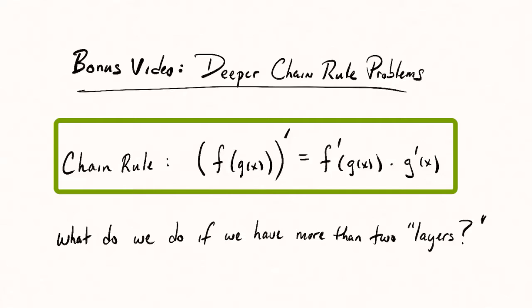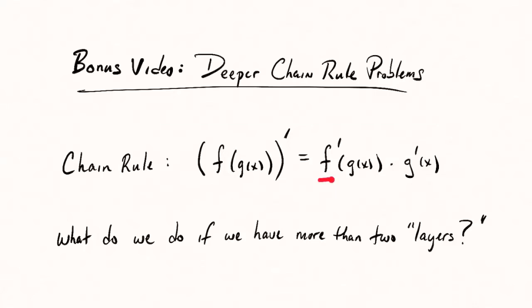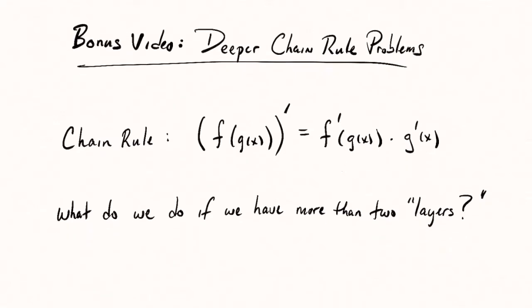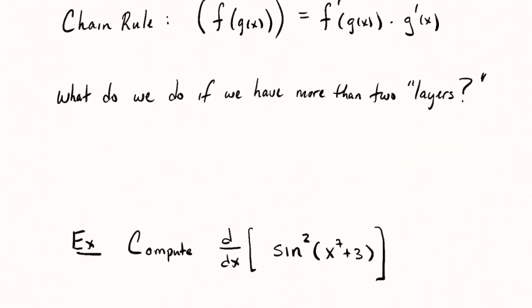It says that the derivative of a composition, f composed with g, is the derivative of the outside function, that's the f prime of x, evaluated at the inside function times the derivative of the inside function. All right, so that's what the chain rule says. So those are your two layers, inside and outside. And the question I want to answer here is, well, what do we do if we have more than two layers? All right, so let me scroll down a little bit, show you an example.